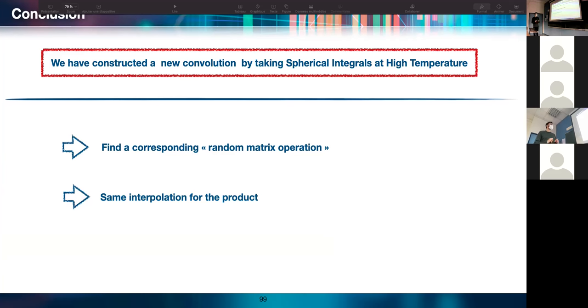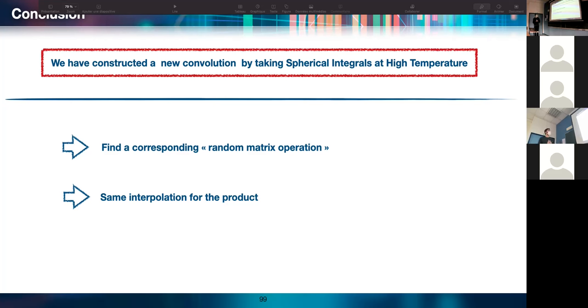So in this talk, I try to define a new convolution, interpolating between the classical and the free one by looking at an object called the spherical integrals, which depend on beta. And then I make this parameter beta go as C over n, and take the large n limit of this object, and this double scaling limit is what I call the high temperature limit.